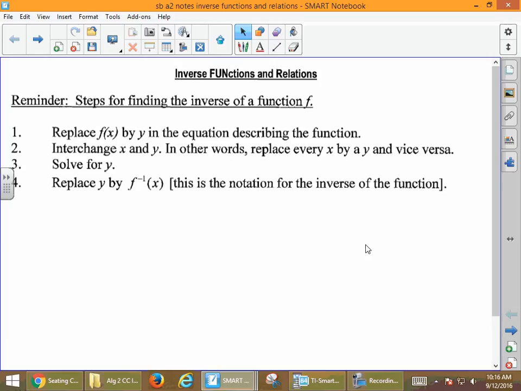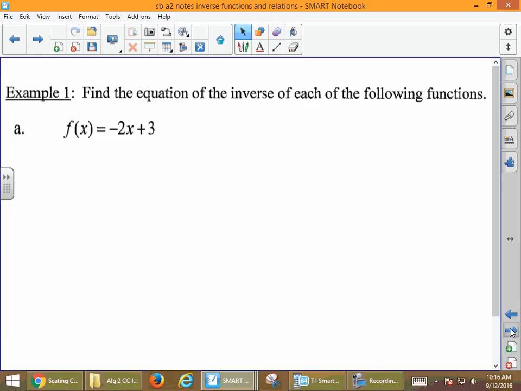And our last step is to rewrite our equation with the inverse notation. In this case, f to the -1 of x. That means inverse of a function, the inverse of function f. So when we take a look at this first one, step 1, replace f of x with y.